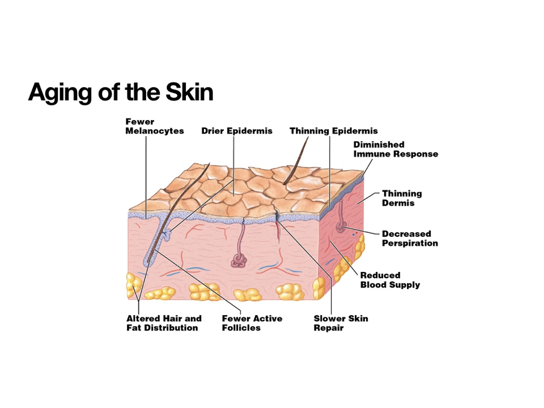With that drier epidermis, we also have the thinning of the epidermis. This is because of the decline in basal cell activity. Those connections between the epidermis and the dermis start to weaken, creating, because that dermis is starting to thin on top.